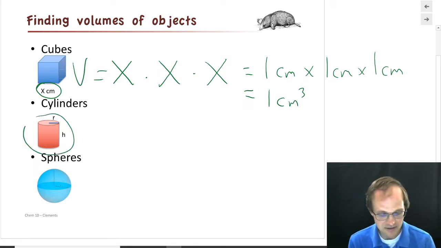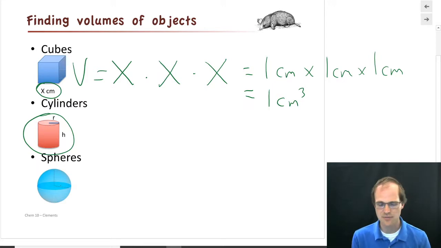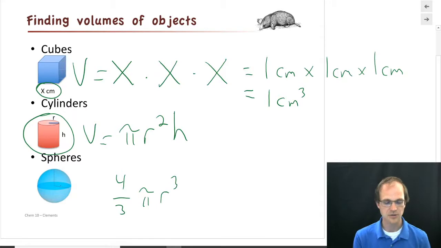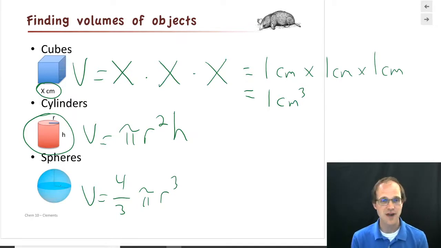For a cylinder, there's an equation that governs this. You may or may not remember that it's the area of the circle times the height. That's the volume. We're not really going to use that too much in this class. Or a sphere, if you remember, 4/3 pi r cubed is the volume of the sphere. Again, we're not going to really use that too much in this class. But so there's ways of calculating the volume of regular objects.